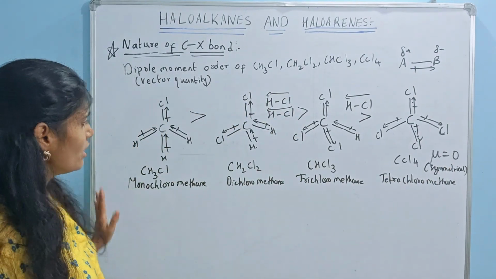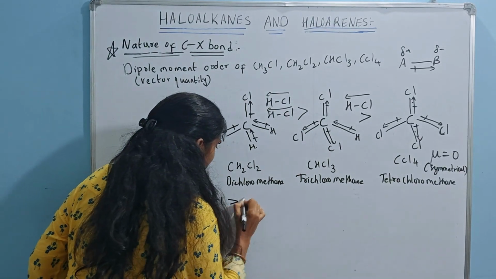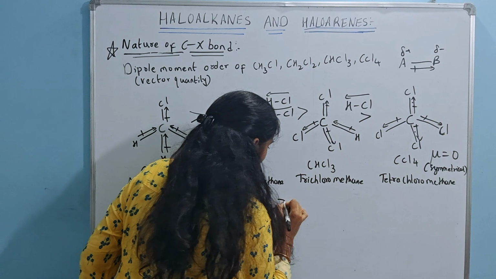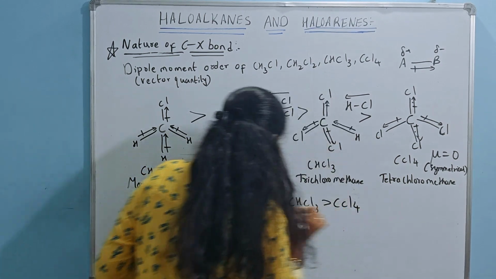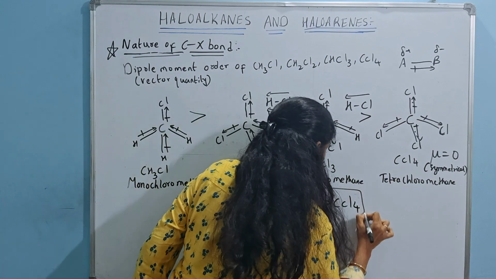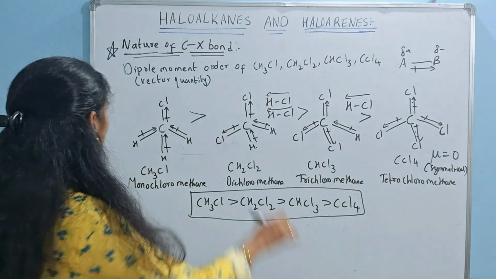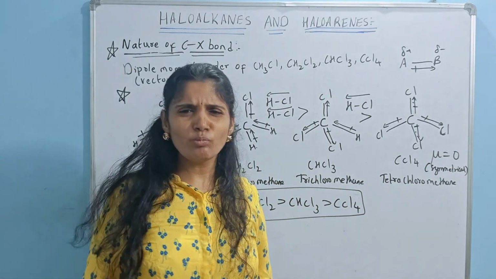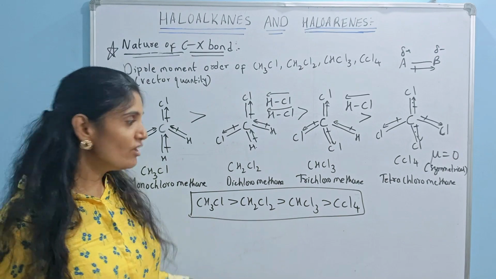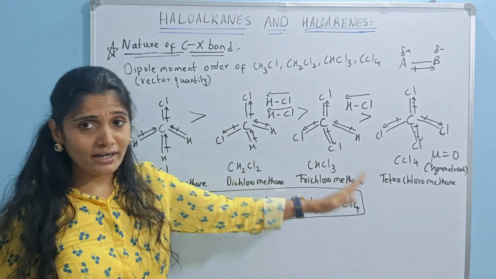Clear? Symmetrical molecule. So if I write the order, it is CH3Cl greater than CH2Cl2, greater than CHCl3, and the least will be your CCl4. So this is the dipole moment order of these four molecules, and it is a very important question. Mostly no one will ask you the reason for this, but you should know the order. I have explained so that you have clarity.